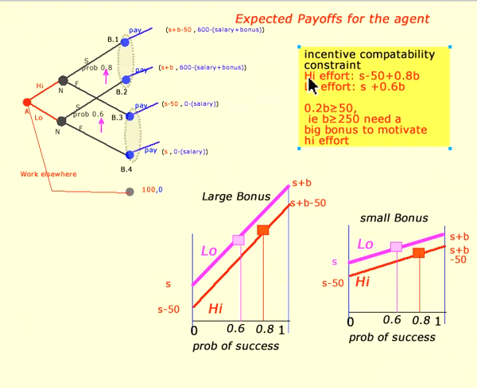For the high effort, the agent's payoff is essentially the salary minus the cost of effort plus probability of success times the bonus, so it's like the expected bonus. And under low effort, it's the salary, but there's no cost of effort here, or no extra cost of effort, plus the lower probability, 0.6, times the bonus, the expected bonus. So these are payoffs from high effort, payoffs from low effort. We want this one to be higher than that one.